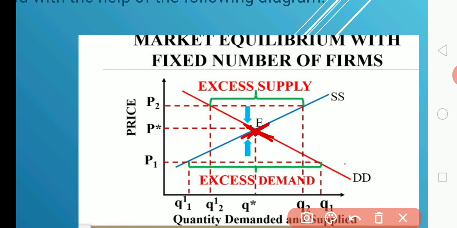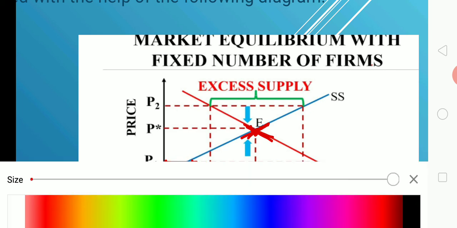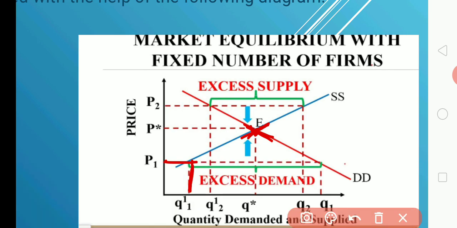In this diagram we can understand another thing also. It is leading to excess supply and excess demand. Okay, now let us understand the excess supply. So when the price was P1, the supply was Q1, right? Now when the price was P2, the supply was Q2, this much. Okay, we know that when the price is less, the supply is less. When the price is more, the supply also will be more.